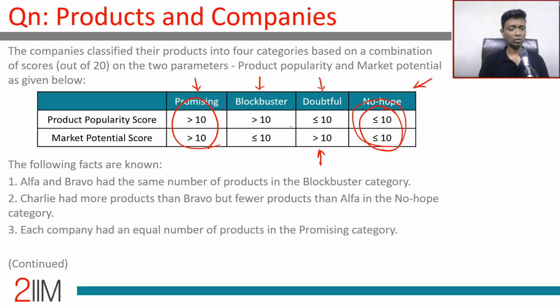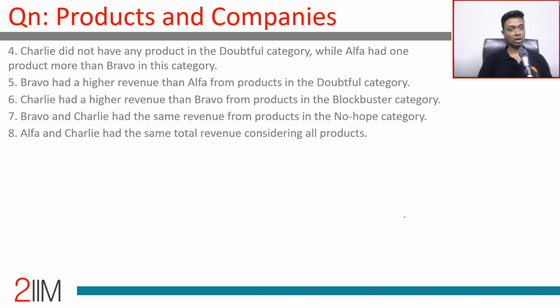Now, the following facts are all known. Alpha and Bravo had the same number of products in the blockbuster category. Charlie had more products than Bravo, but fewer products than Alpha in the no hope category. Each company had an equal number of products in the promising category. Charlie did not have any product in the doubtful category, while Alpha had one more than Bravo. Bravo had a higher revenue than Alpha from products in the doubtful category. Charlie had higher revenue than Bravo from products. Bravo and Charlie had the same revenue in the no hope category. Alpha and Charlie had the same total revenue considering all products.